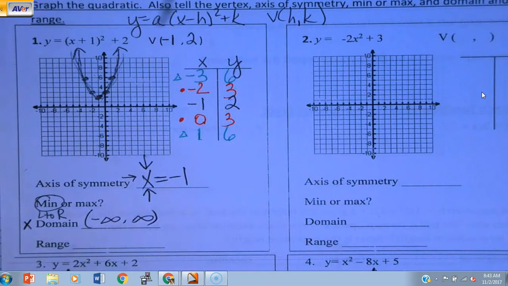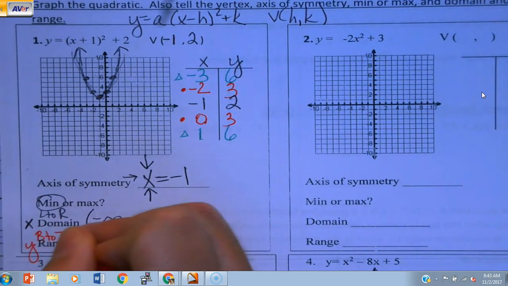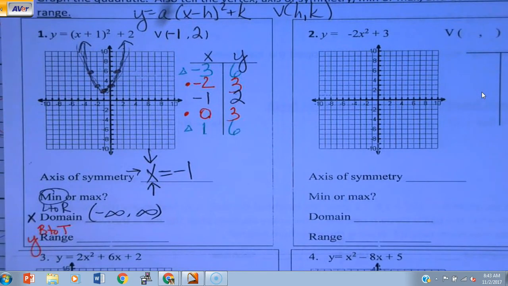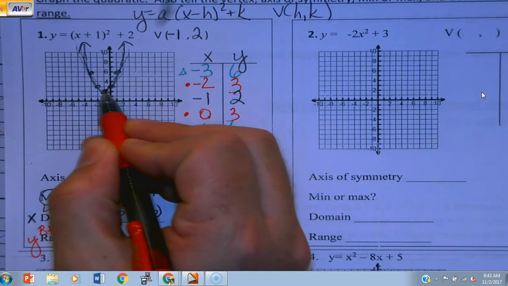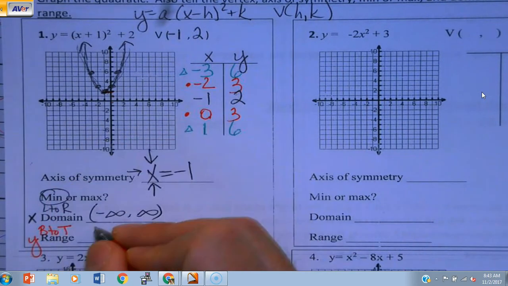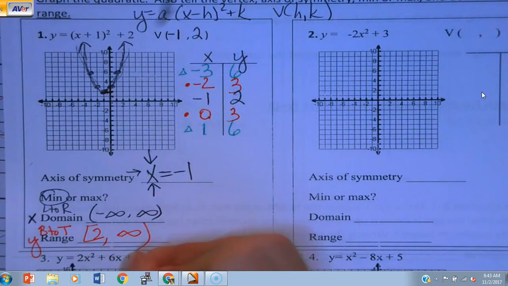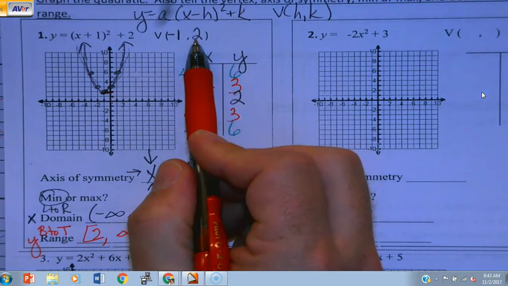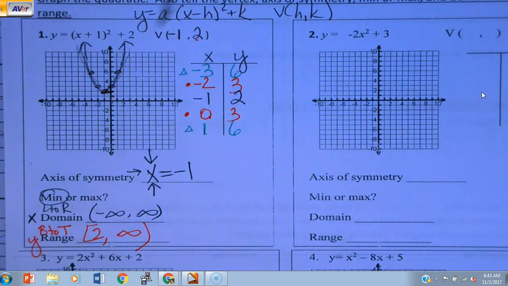Now my range is a little different. My y's from bottom to top, there's a couple of ways we've said we can do this as well. I can look at my graph and say, okay, here's the bottom. What's the y value here? Well, it looks like it's at 2. But it goes up forever. Or I can take the y value of my vertex, and that'll be the point where we start. You can use either one. They'll both get you to the same place.